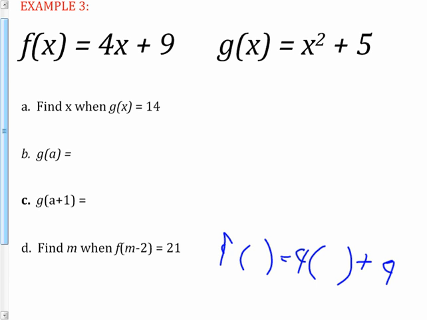Then, what did they tell us? Did they tell us x or did they tell us y? Tell us y. So I'm going to replace the y. That's where f of x is, right? This is where y is, right? I'm going to drop in 21 right there.